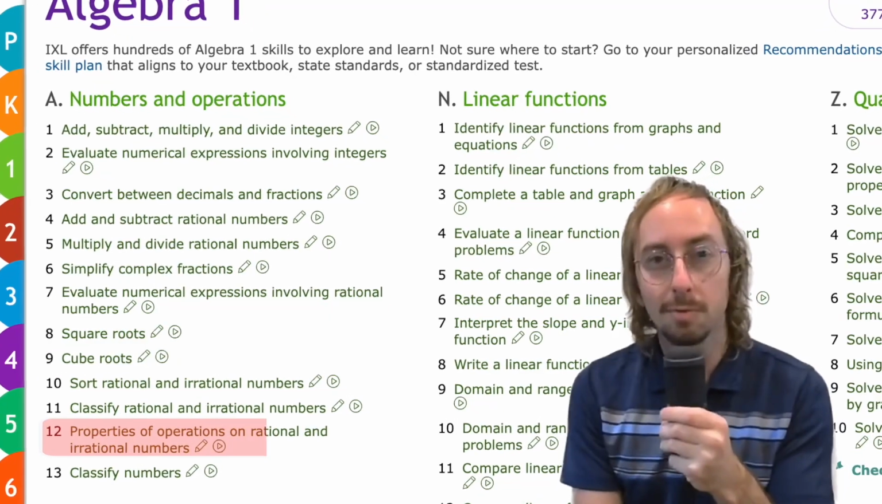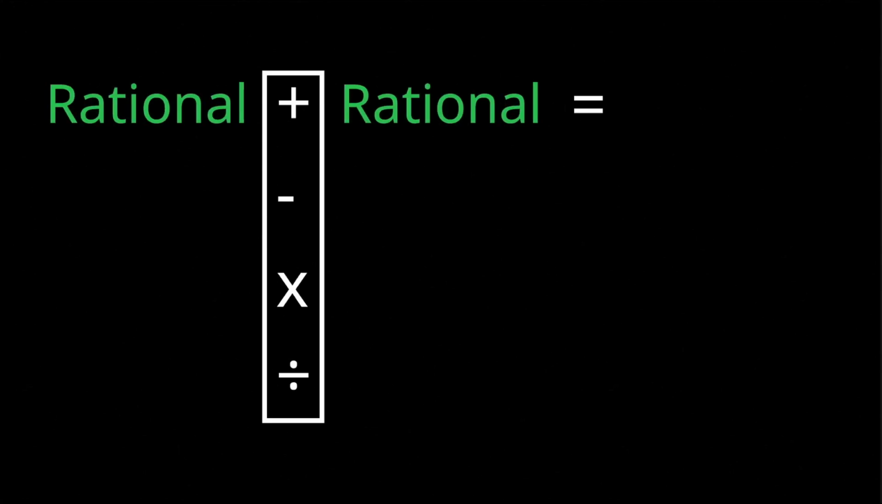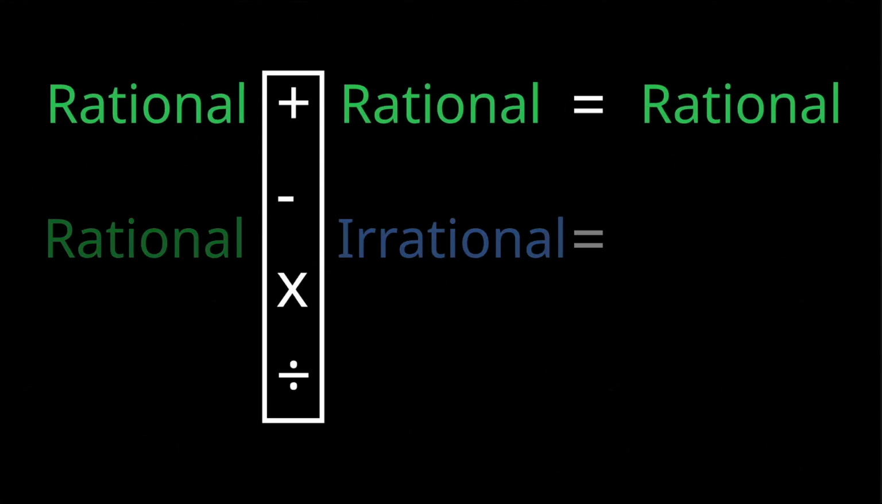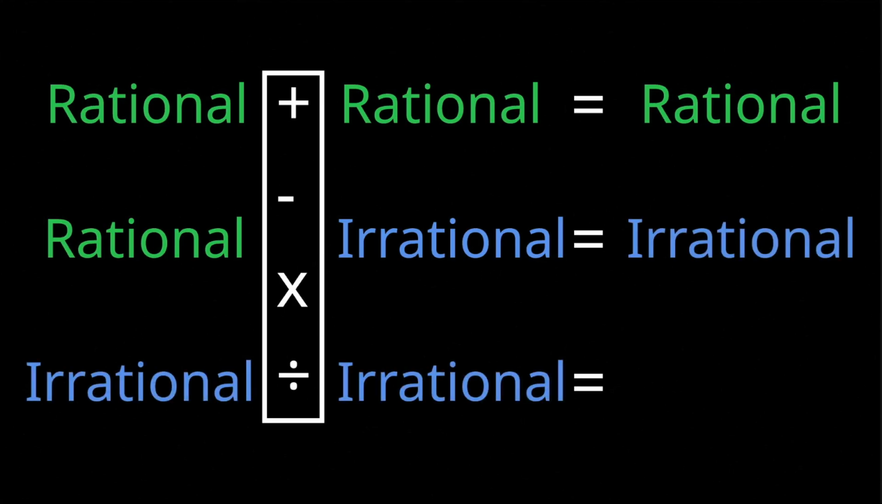Here's what you need to know before you dive into A12. When dealing with all the 4 basic operations, if you have 2 rational numbers, your answer will always be rational. If you have a rational number and an irrational number, your answer will always be irrational. And if you have 2 irrational numbers, your answer may be rational or irrational depending on the numbers.